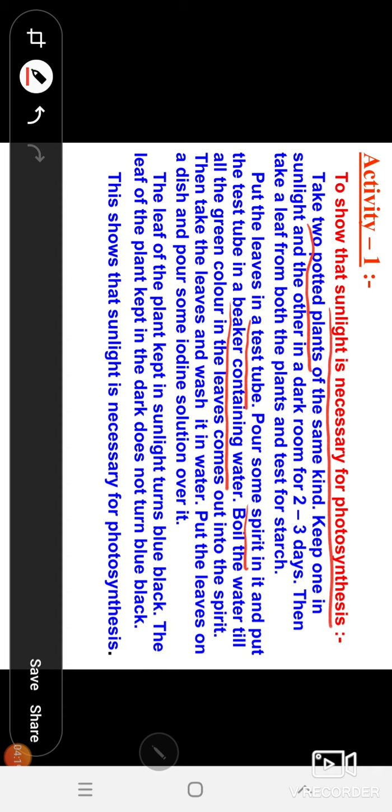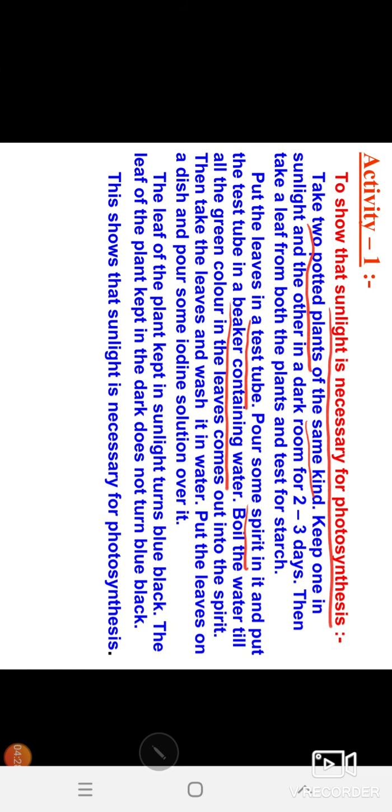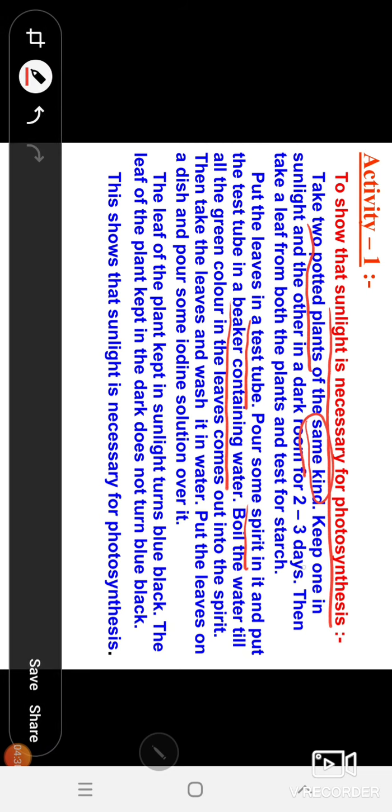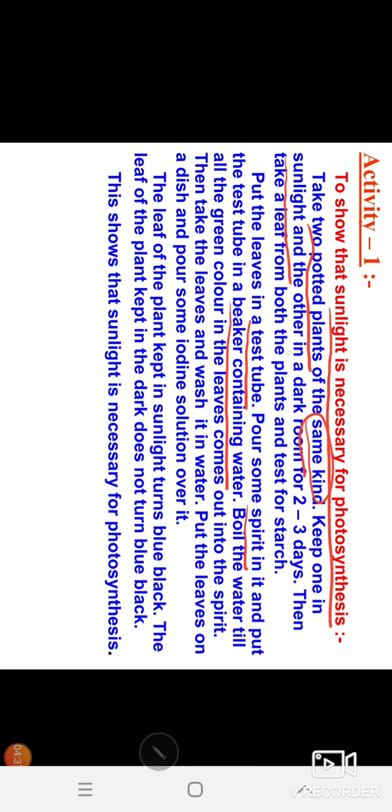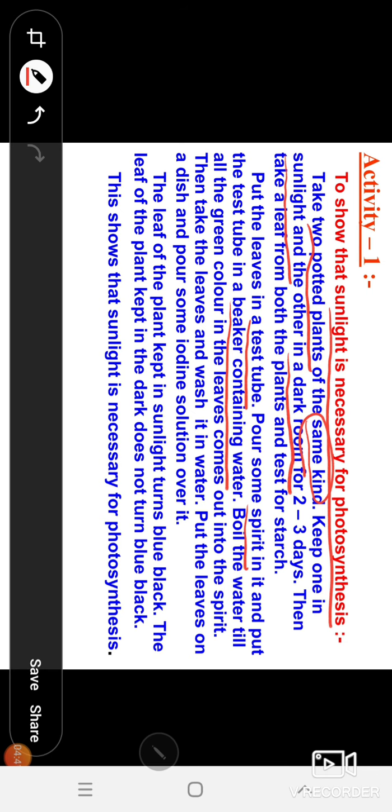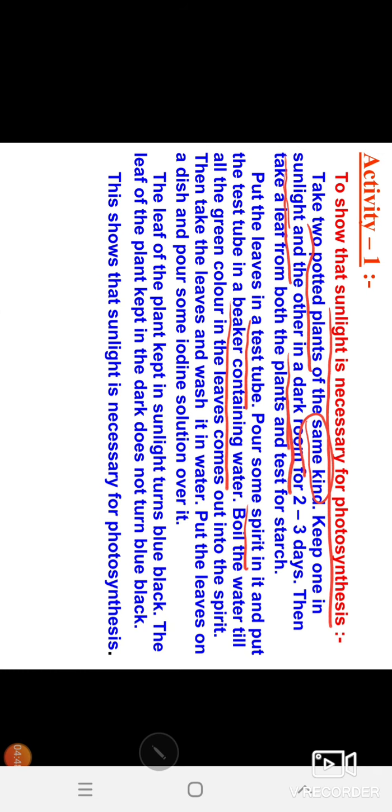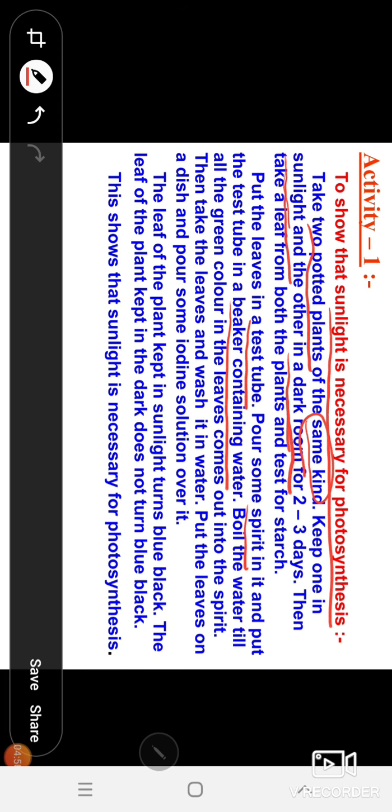So how can the activity be done? For this, take two potted plants of the same kind. Whatever potted plants you take, they should be of the same size. Keep one of the two potted plants in the sunlight, and the other in a dark room for 2 to 3 days. So keep in mind, take two potted plants of the same kind. One of them keep in the presence of sunlight, and the other must be kept in a dark room for 2 to 3 days.